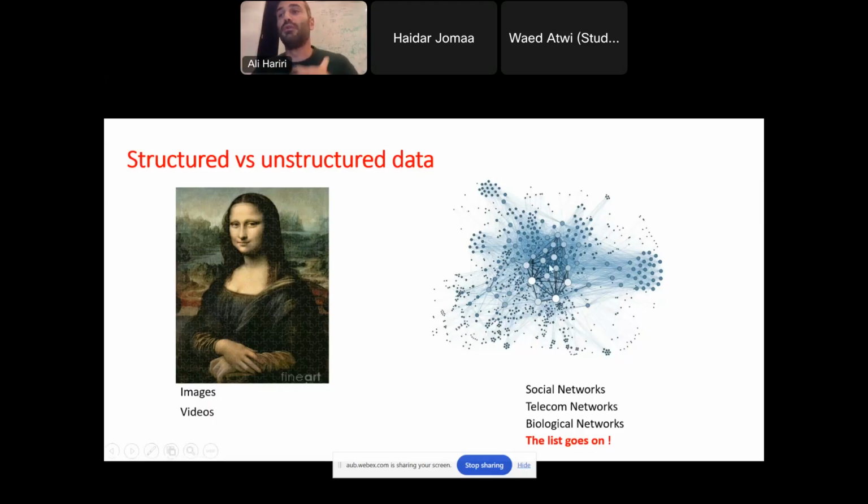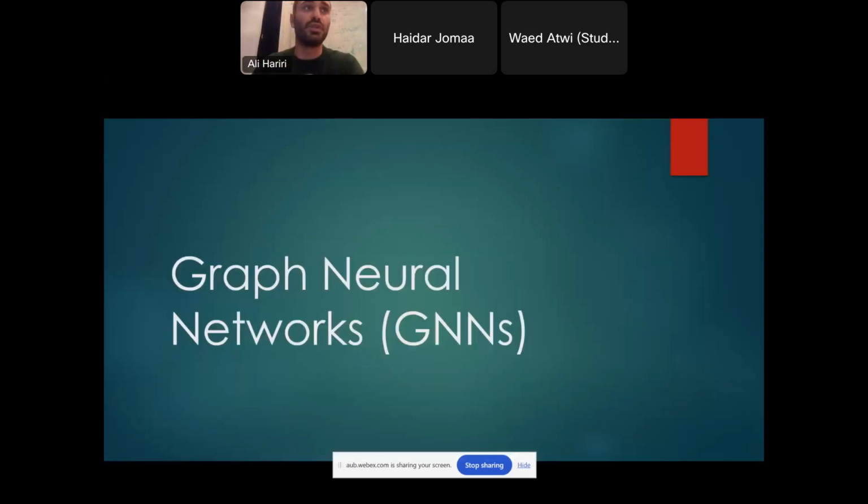So how do we go from convolutional neural networks to graphs? Well, the answer is with graph neural networks, apparently. And today this will be the main topic I will be discussing. And let's proceed with a simple definition.